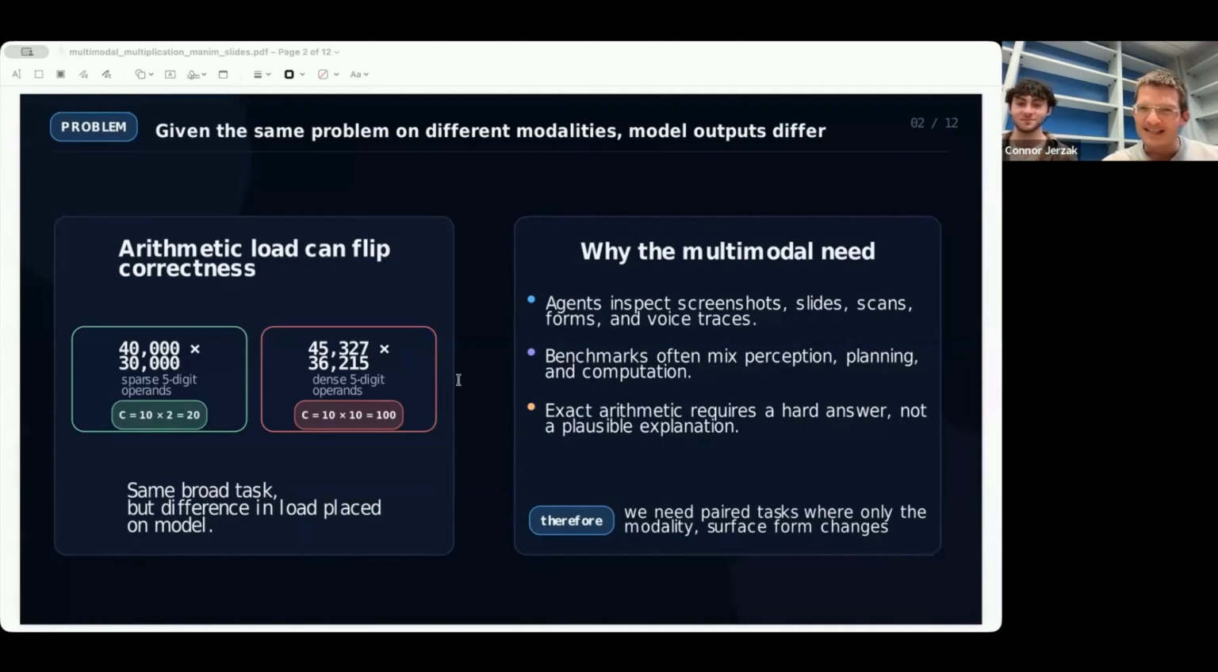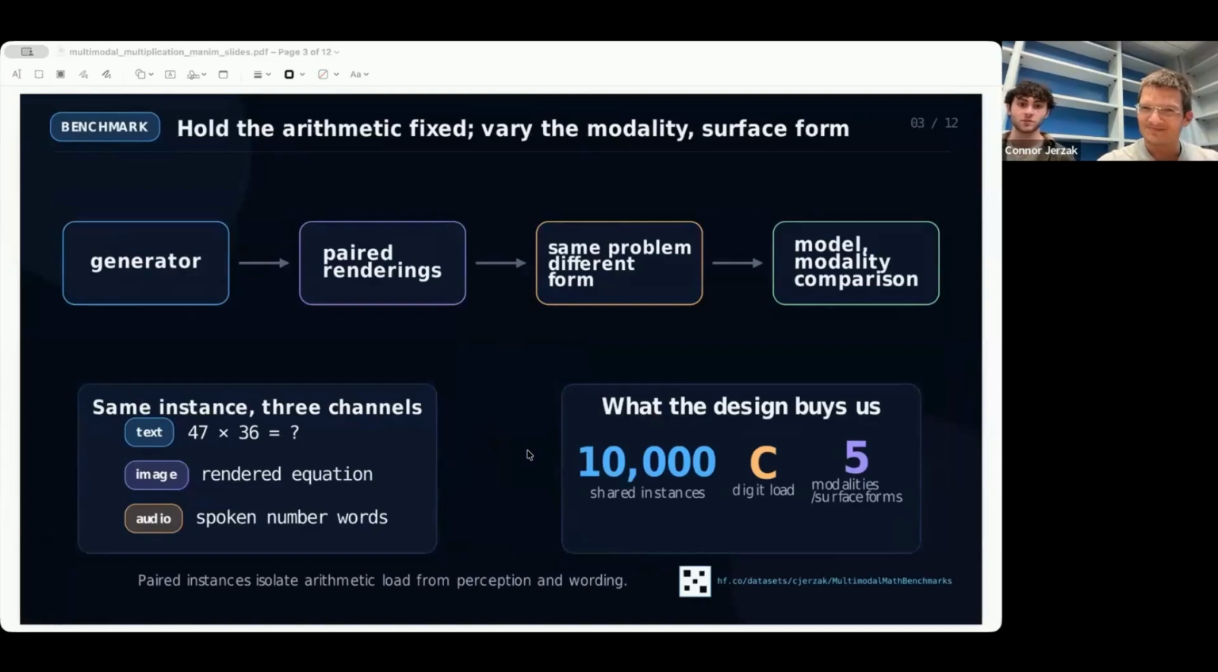The key point here is that difficulty is not just about digit length. Sparse 5-digit operands like 40,000 times 30,000 are structurally easier than dense 5-digit operands like 45,327 times 36,215. Therefore, the benchmarks that we're going to build in this project must hold the arithmetic load fixed while changing only the surface form and only the modality in these investigations for how models are performing arithmetic across these different modalities.